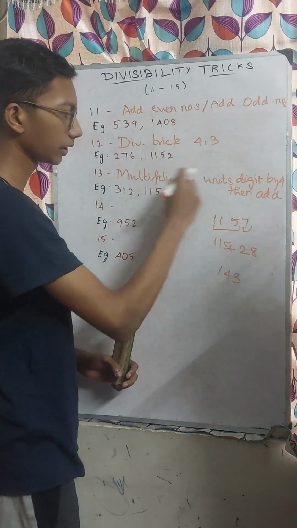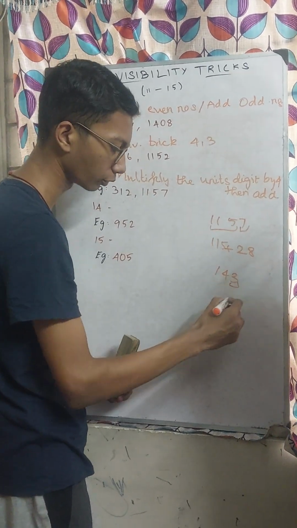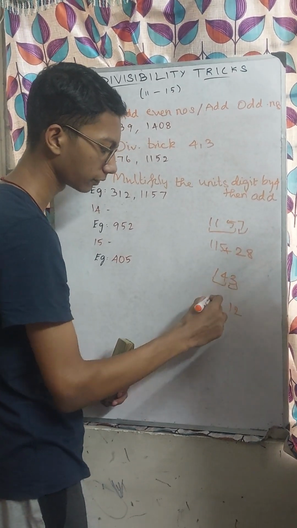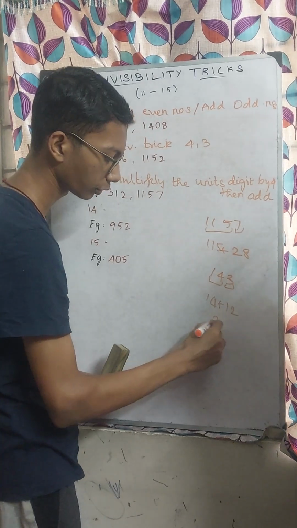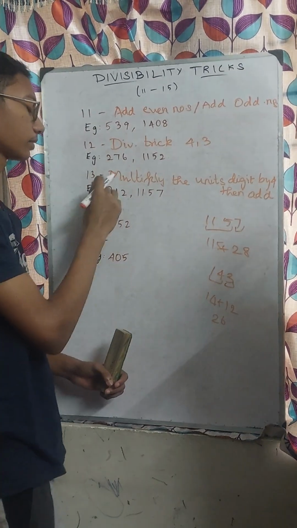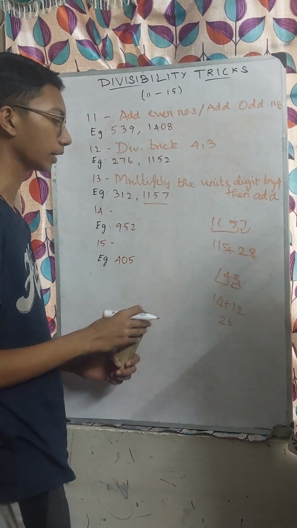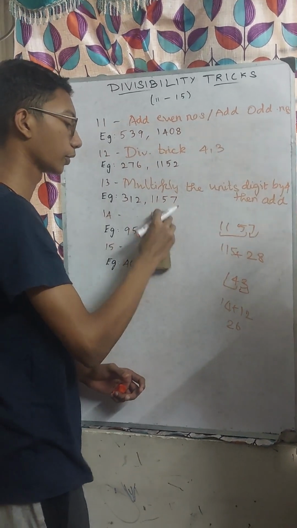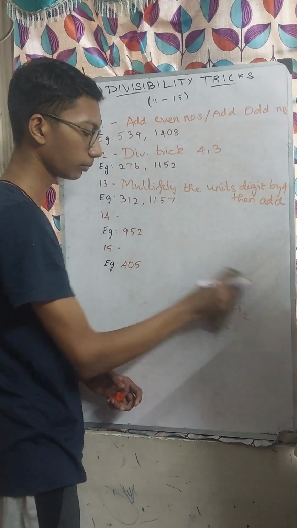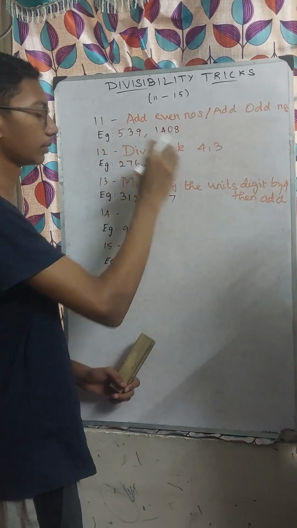So we need to apply this once again. So 3 times 4 gives 12. Add this to 14. We get 26. We know 26 is divisible by 13. So this number is also divisible by 13. This will be very helpful for you since 13 is a hard number to find a divisibility trick for.